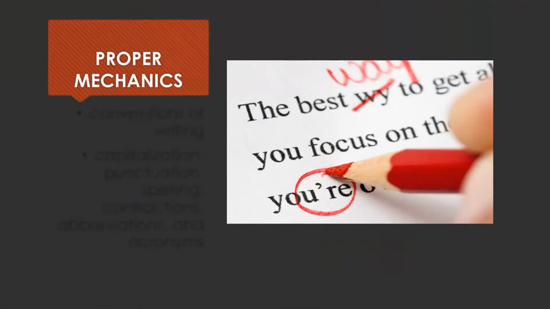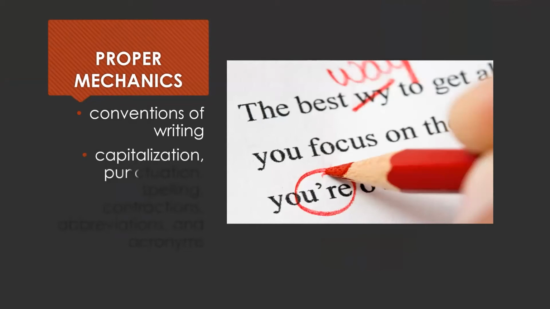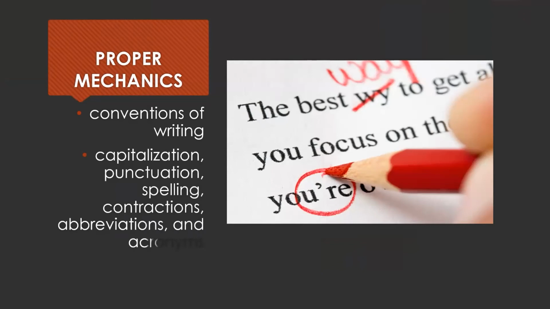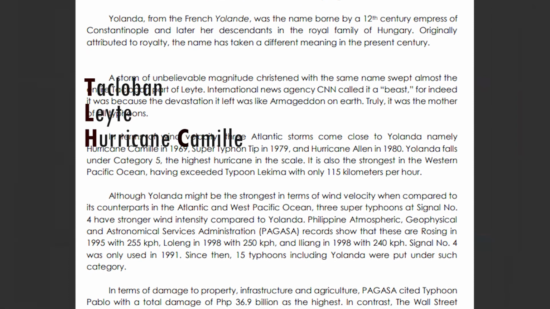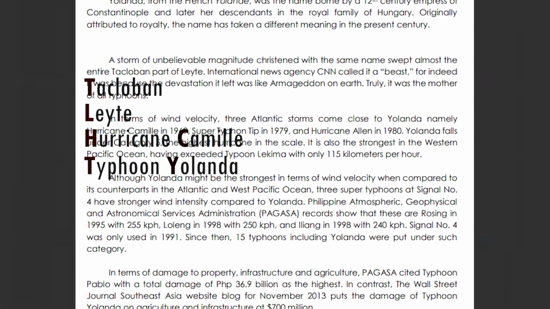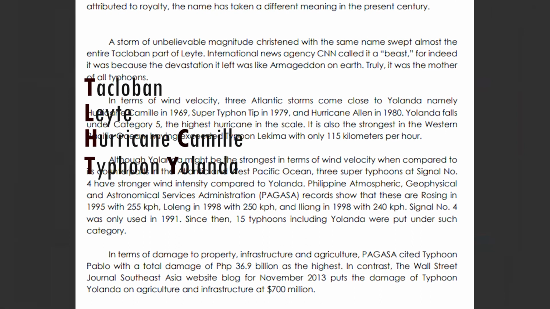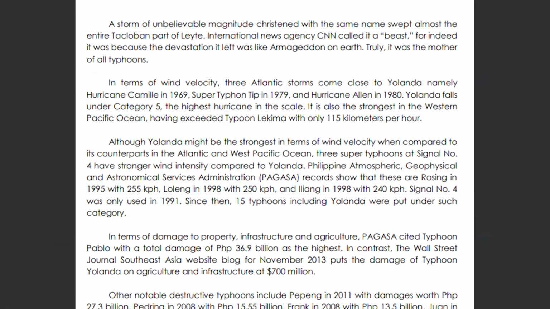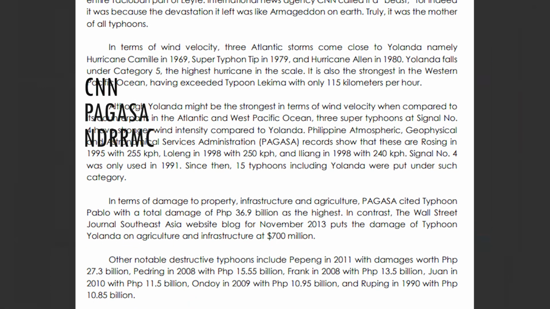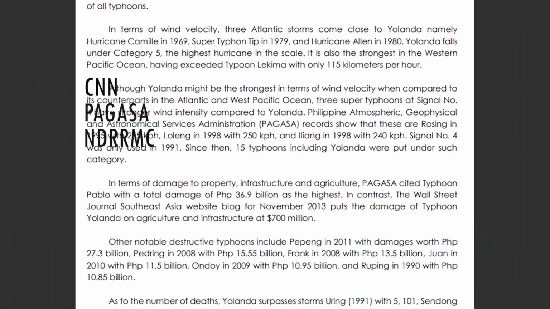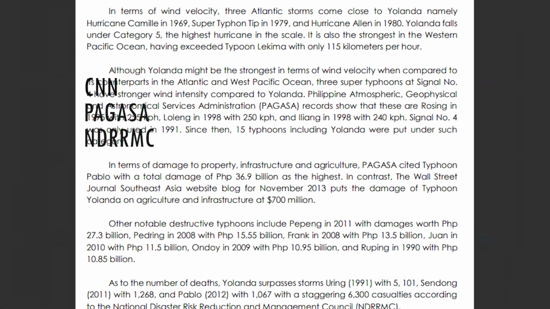Number 4. Proper mechanics. This refers to the conventions of writing, which includes capitalization, punctuation, spelling, contractions, abbreviations, and acronyms. The first letters of Tacloban, Leyte, Hurricane Camille, and Typhoon Yolanda were capitalized because these are proper nouns. On the other hand, all letters of CNN, Pagasa, and NDRRMC were written in capital letters because these are acronyms.